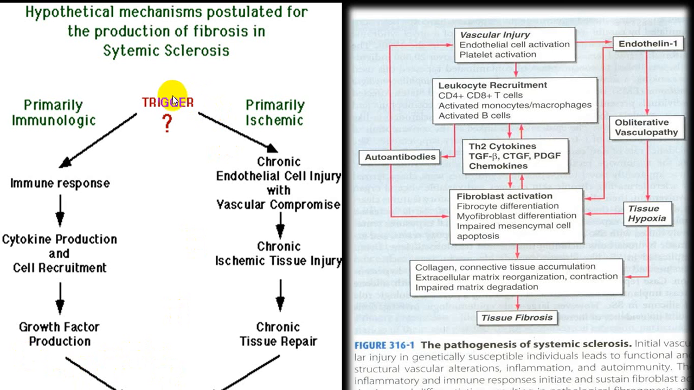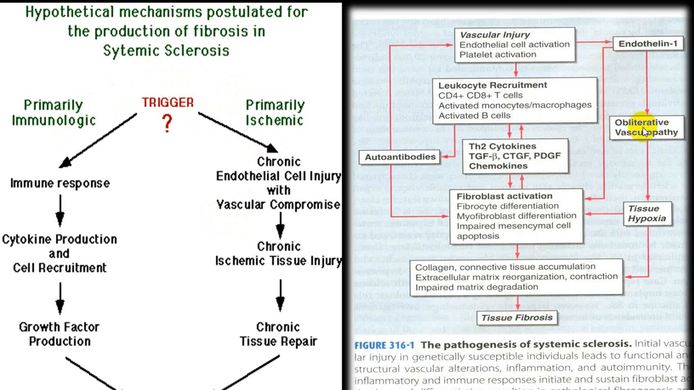And also there are triggering factors which can give rise to ischemic pathophysiology, where there is a chronic endothelial cell injury with vascular compromise, chronic ischemia to the tissue injury, chronic tissue repair, and fibrosis. So both may be playing a role together in case of systemic sclerosis. So they say that there is a vascular injury. Secondary to vascular injury, there is endothelin production.